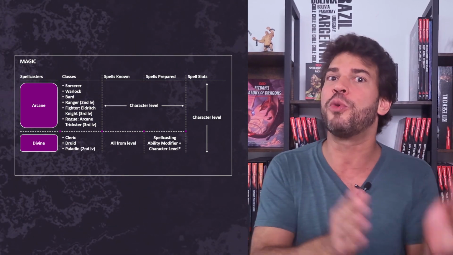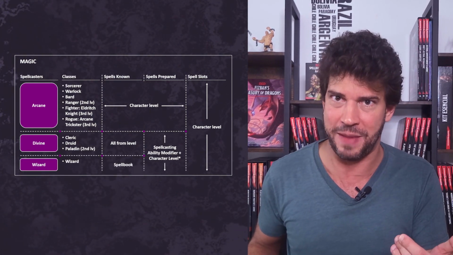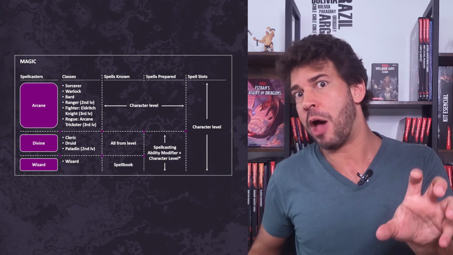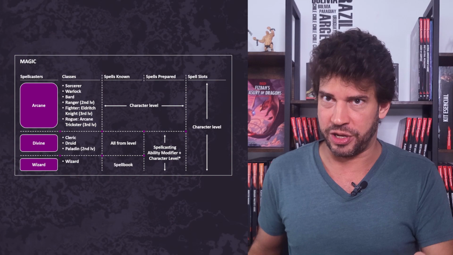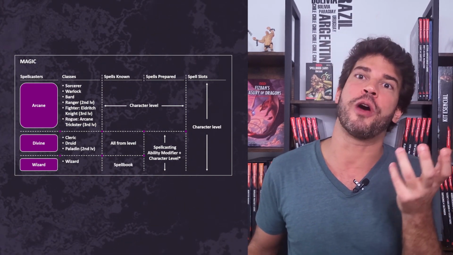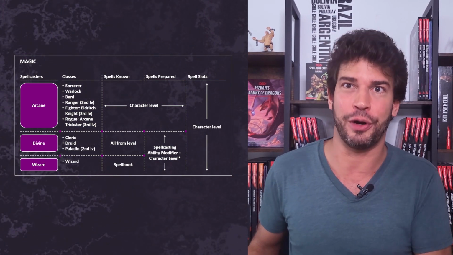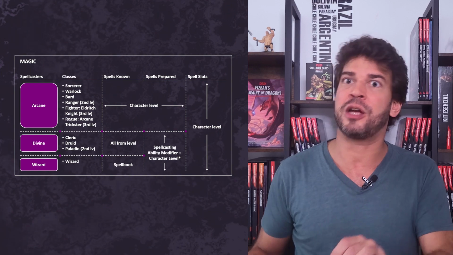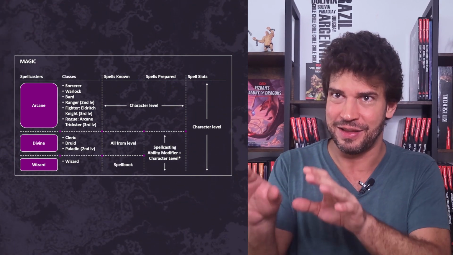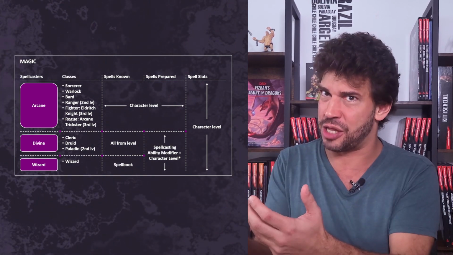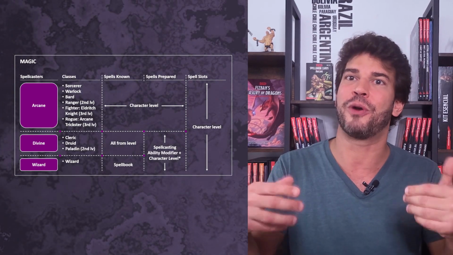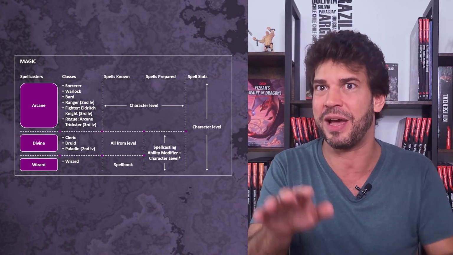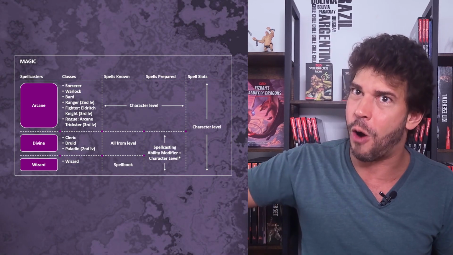And then finally we can move on to explain the wizard magic. Now, the spells known for the wizard are determined by the spellbook, and that's a great opportunity to explain what a spellbook is and how it works. The spells prepared work just like the divine spellcasters. It's the intelligence modifier plus the character level. And finally, the number of spell slots are determined by the character level, just like all other classes.